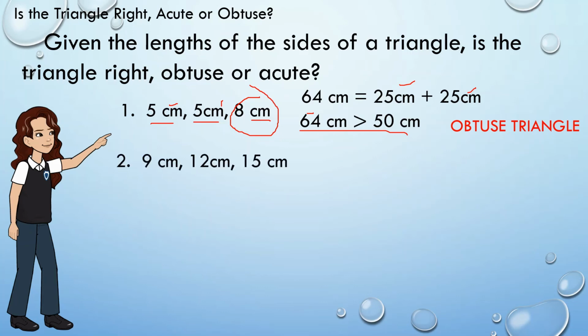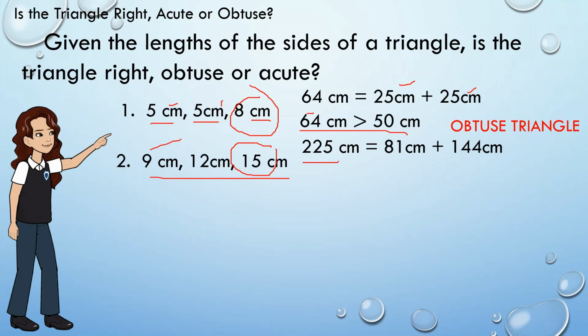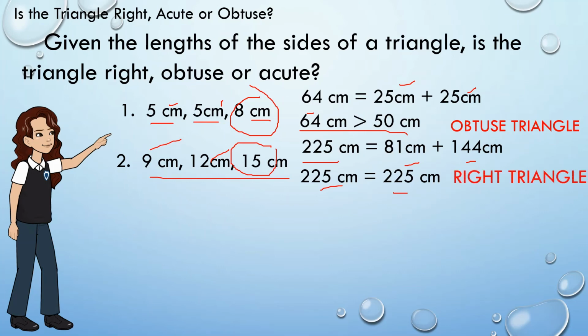Okay, number 2. The givens are 9 centimeters, 12 centimeters, and 15 centimeters. Which is the longest side? The longest side is 15. So 15 times 15 is 225. 9 times 9 is 81. Then 12 times 12 is 144. When we get the sum of 81 plus 144, it is 225 also. So they are equal. So what kind of triangle? That is a right triangle.